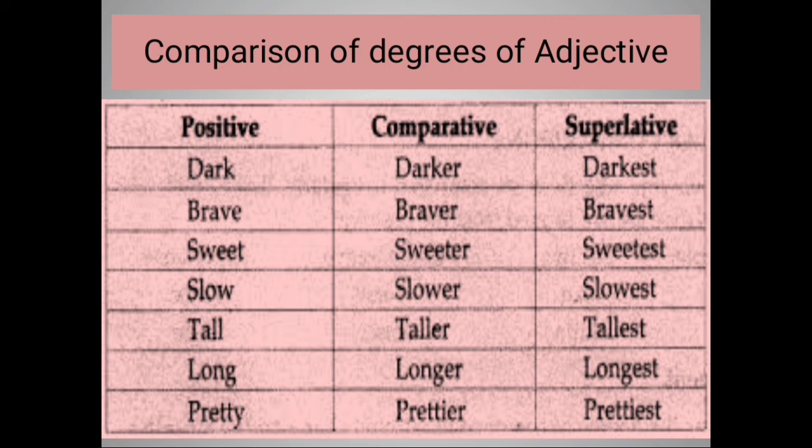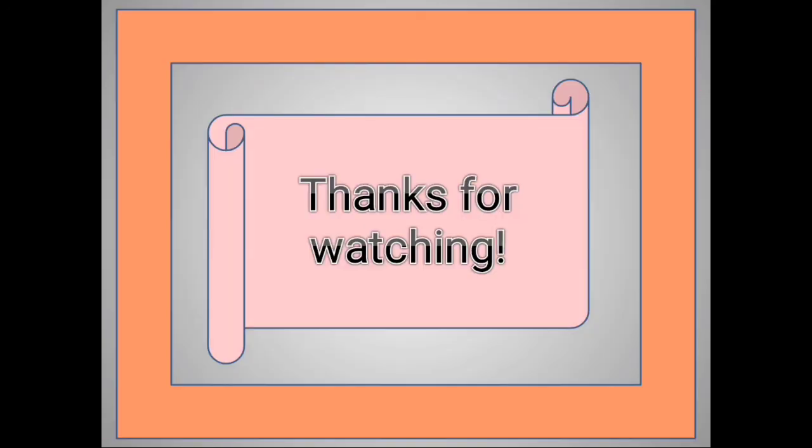Pretty, prettier, prettiest. Now, at the positive degree, I have discussed one point with you. When there is Y in positive degree, then before Y there is a consonant. Now in pretty, there is double T. The double T is what? Consonant. And Y is what? Y is also consonant. So we remove Y, then we use its comparative degree with IER, prettier, and superlative degree will be what? Prettiest.